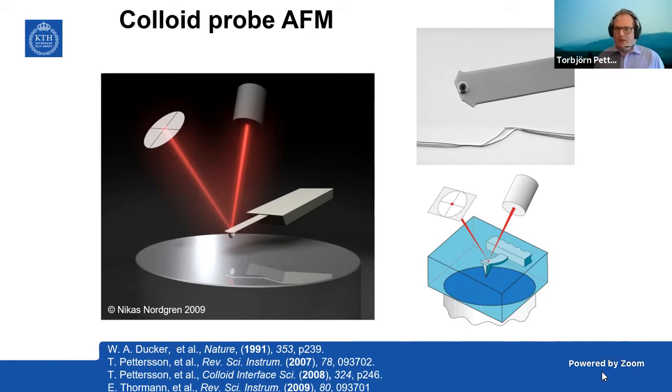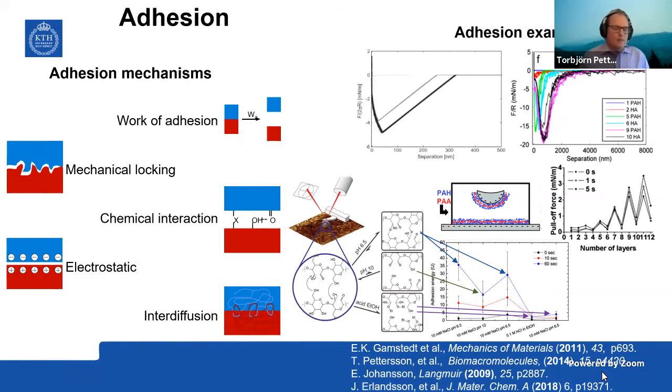We can also put cylinders, fibers, filaments. We have been using it for cotton fibers, hair fibers, etc. So one can measure a lot of different things. When measuring, we can also get information about the adhesion between the interacting materials. And adhesion can be due to many different things.